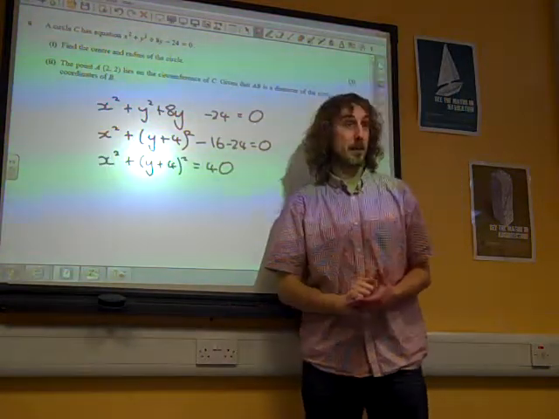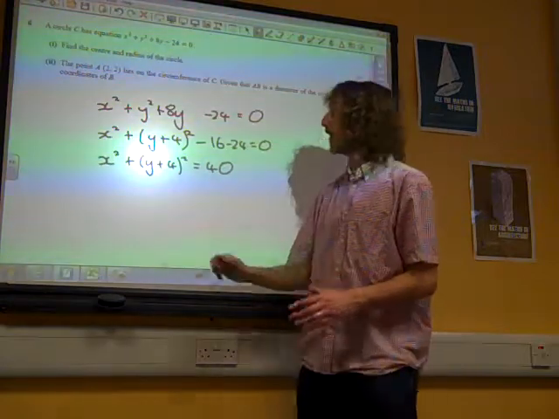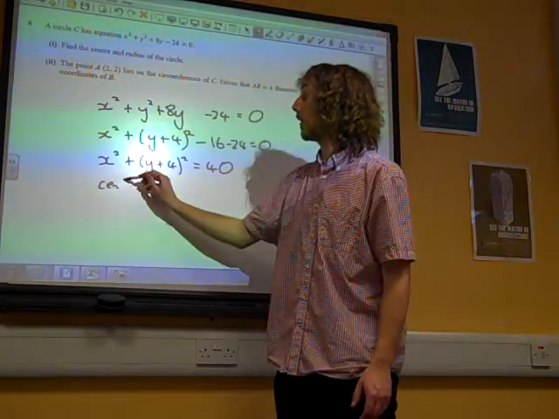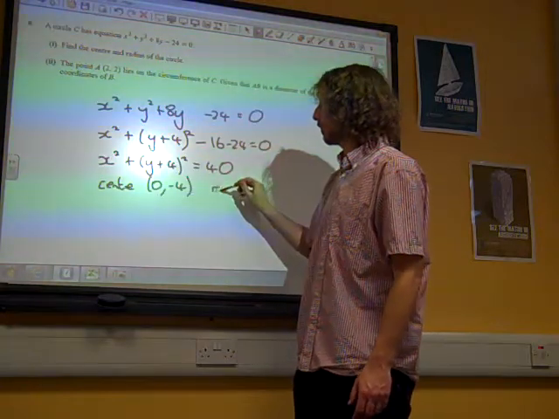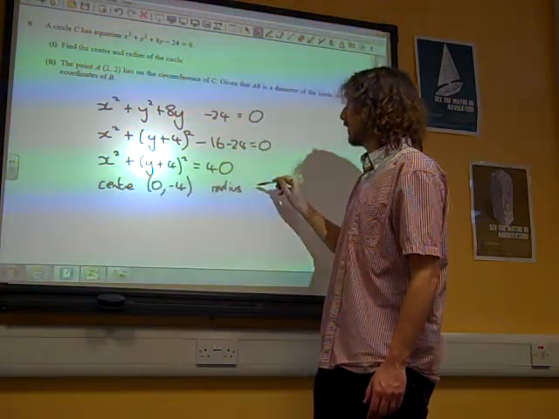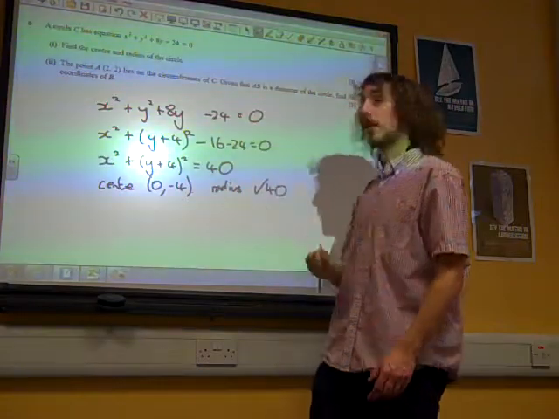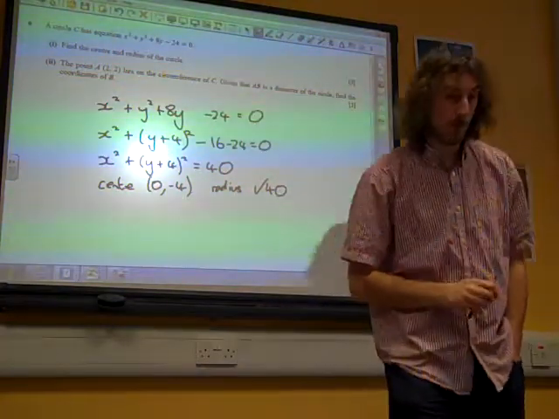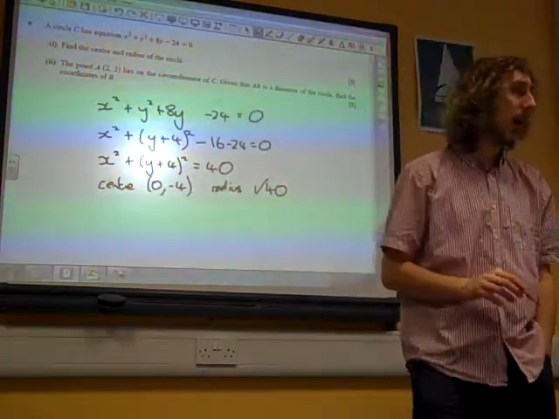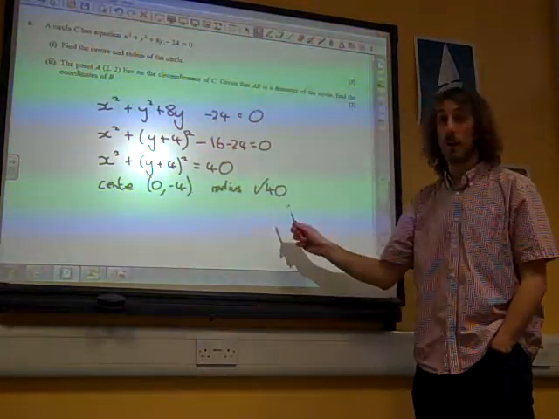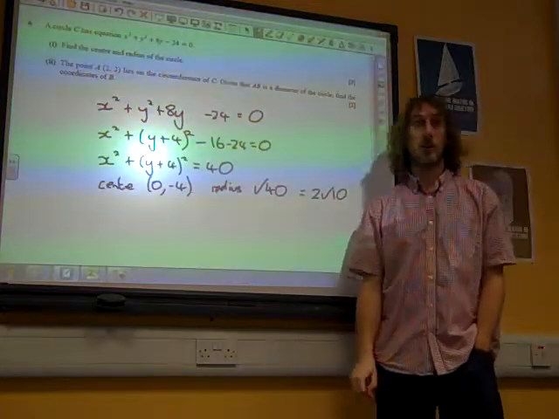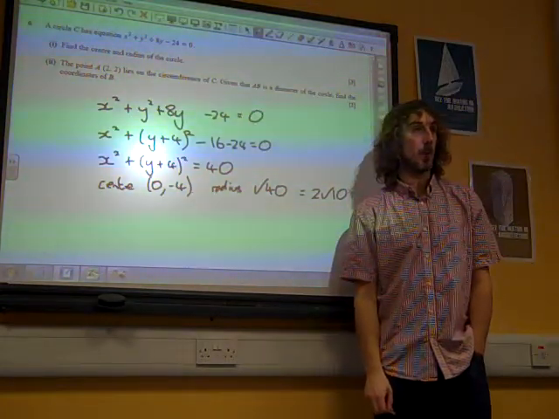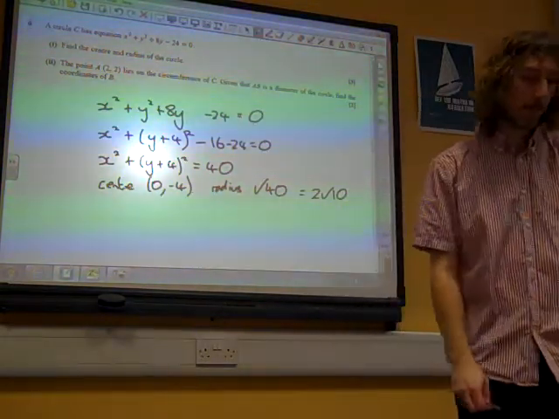So we get that. And then all we need to say is that our centre is (0, -4), and the radius is the square root of 40. And that would probably be all right. You'd get the mark for root 40. I felt I wanted to take it a bit further to root 10, but root 40 got the mark.